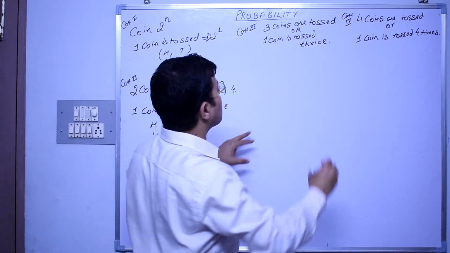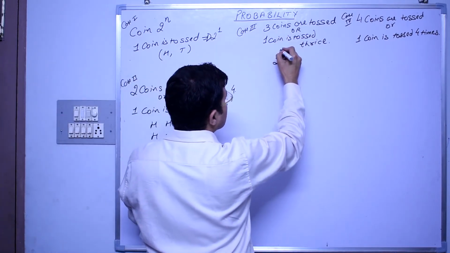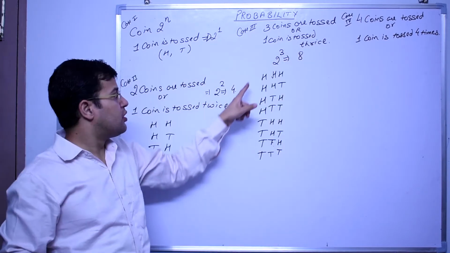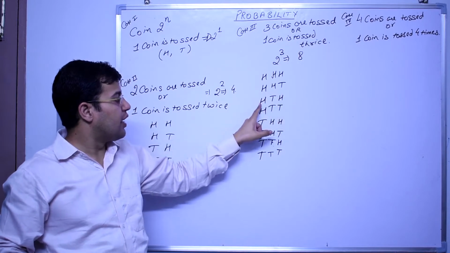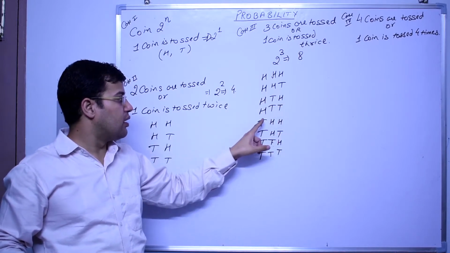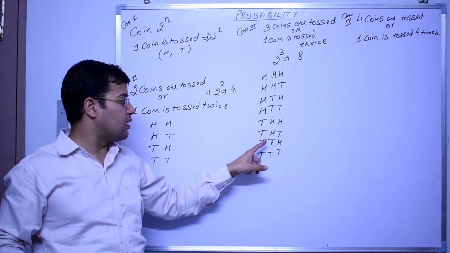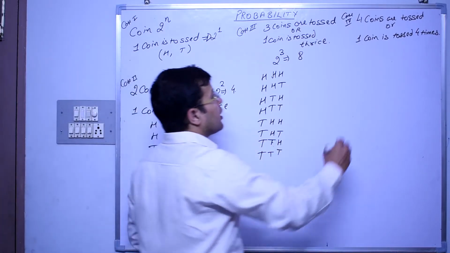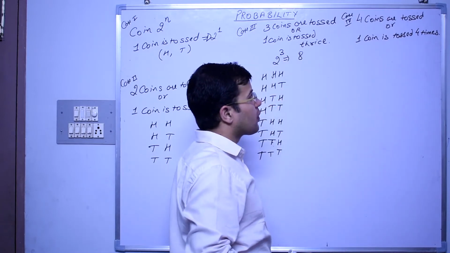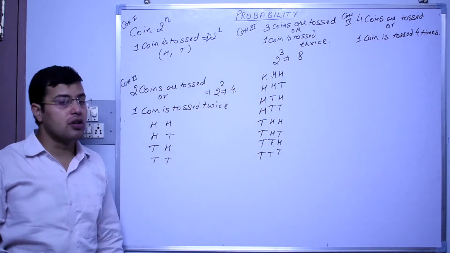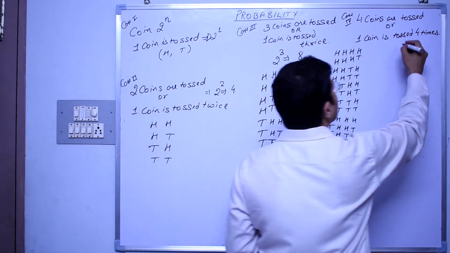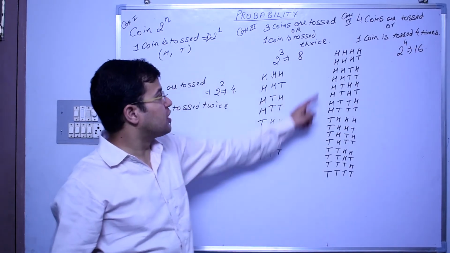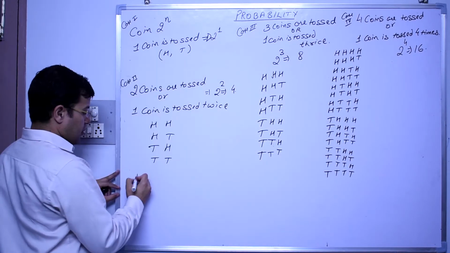When 3 coins are tossed or one coin is tossed thrice, 2 raised to power 3 will become 8. So there should be 8 cases: head, head, head; head, head, tail; head, tail, head; head, tail, tail; tail, head, head; tail, head, tail; tail, tail, head; or all three of them being tails. Now, if 4 coins are tossed together or one coin is tossed 4 times, 2 raised to the power 4 will be 16 outcomes. So these are those 16 outcomes.